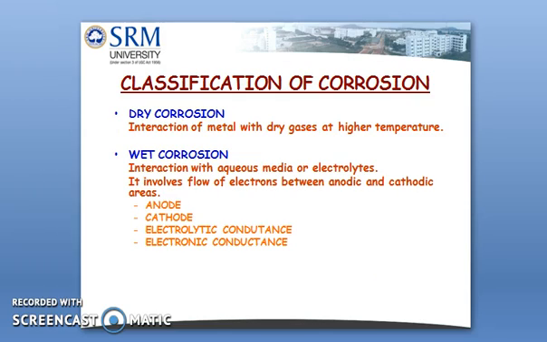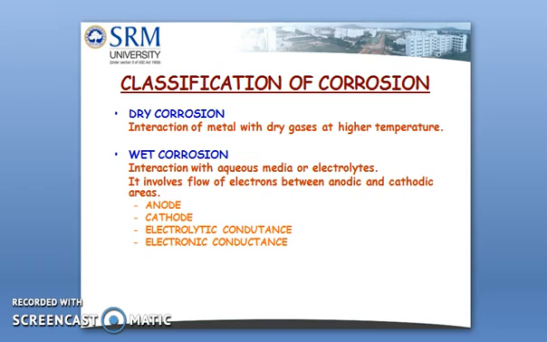Right. What is the classification? The reason behind the classification is how the metal ends up with environmental factors. When it faces dry gases, it forms a chemical reaction that is called dry corrosion. But at the same time, when it interacts with aqueous media, or we can say an electrolyte, it ends up with the wet corrosion problem.